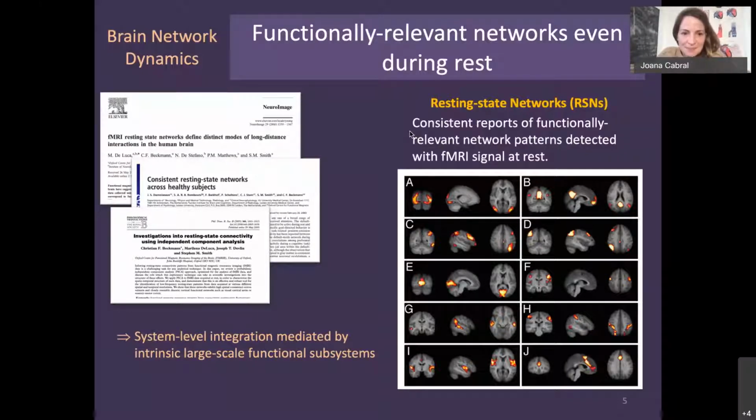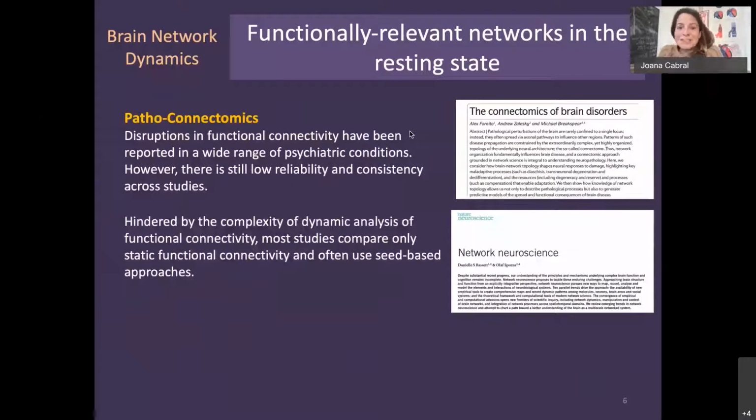So the idea, and what is more important, is that these networks seem to be disrupted in many neurological and psychiatric disorders. So there is this concept now of pathoconnectomics or pathological connectivity, which I think motivates essentially why it is so important to understand brain network dynamics, because in a way these networks are coordinating something that may be relevant for cognition. But there is one thing, is that the analysis of brain network dynamics is very complex.